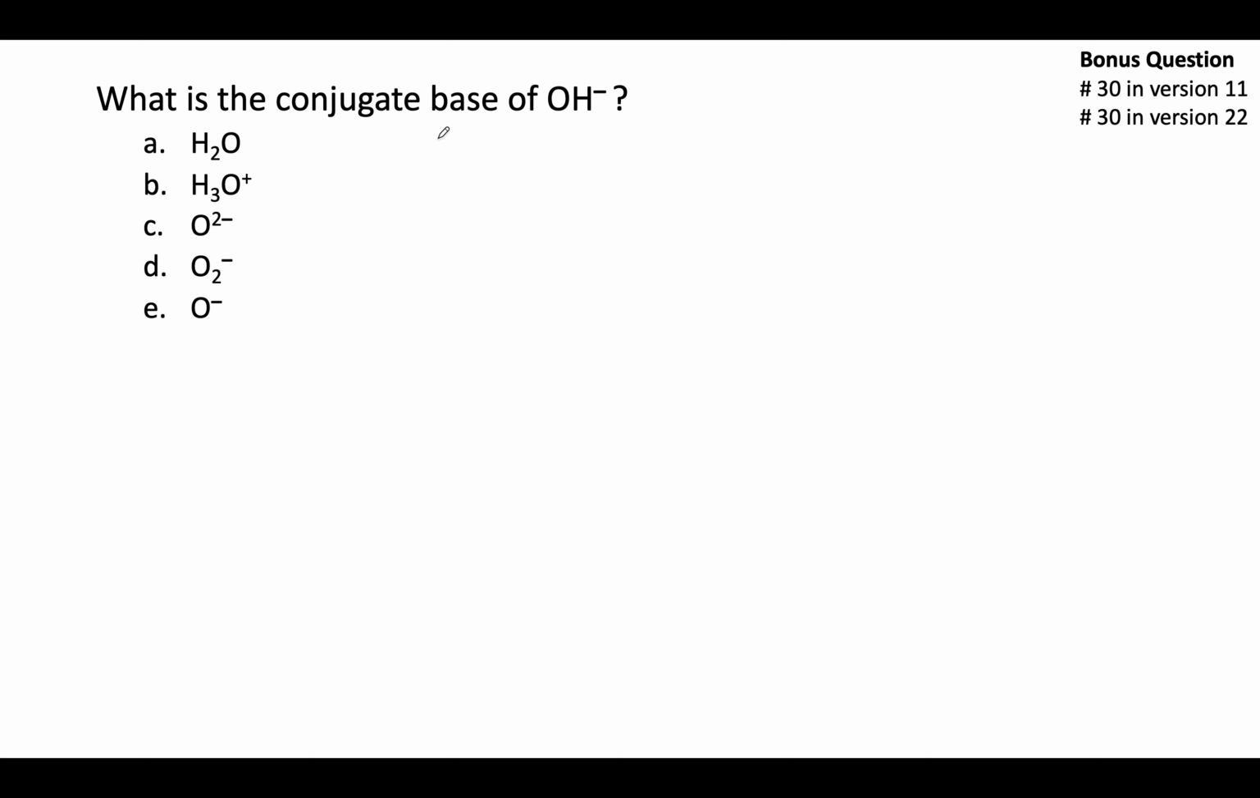But the first one is, what is the conjugate base of hydroxide ion? So if we are looking for the conjugate base, that means that this guy is acting like an acid. Okay, so what that means is that it is going to be donating a proton. It is going to be losing a proton. And remember that a proton is nothing other than an H+, right? We're going to be losing a proton from hydroxide, from the OH-.